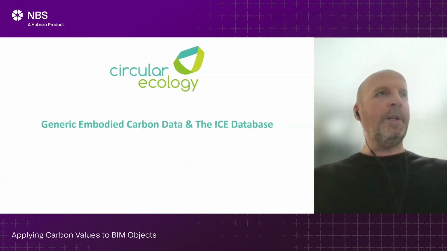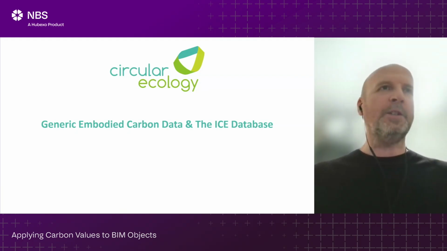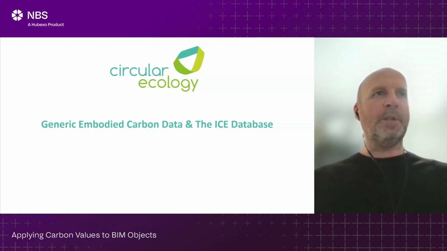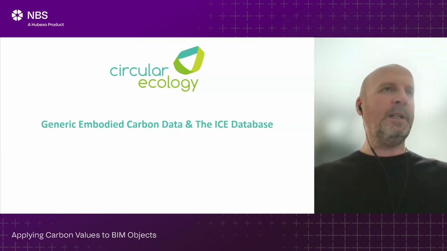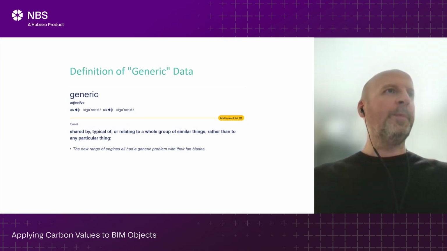Now, we're going to start to talk about generic embodied carbon data, because if you wish to do embodied carbon calculations for your material, your product, your part of the design of the building, then generic embodied carbon data is a useful data source, particularly before you know the specification of materials, or before you know the brand that you're going to use. In terms of generic data, we publish a generic database called the ICE database. And generic, by definition, means shared by, typical of, or relating to whole groups of similar things rather than to any particular thing.